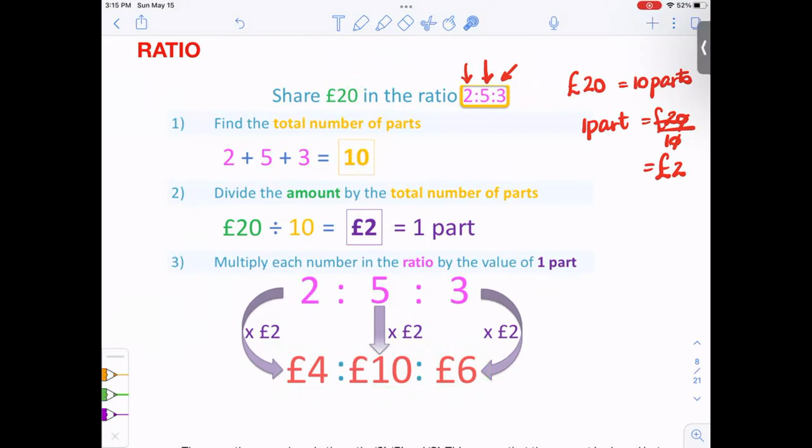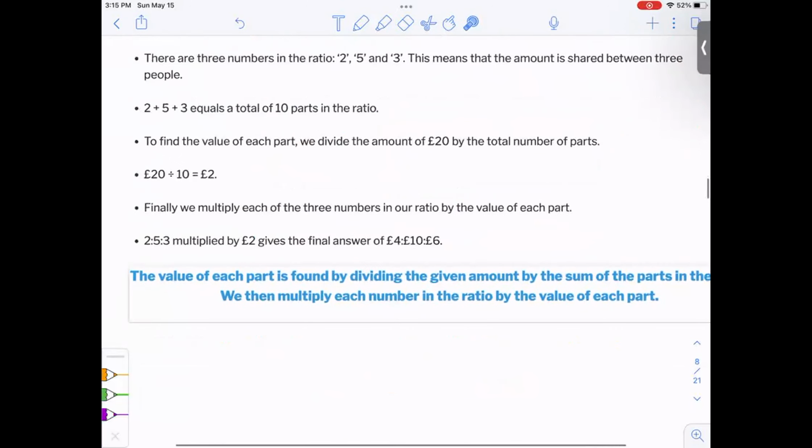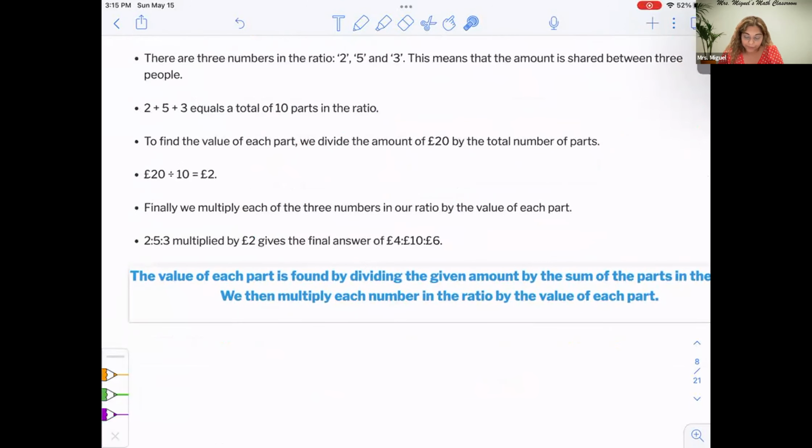Yes, Miss. So the 3 numbers are in the ratio 2, 5, and 3. This means the amount is shared between 3 people. The total number of parts is 10.